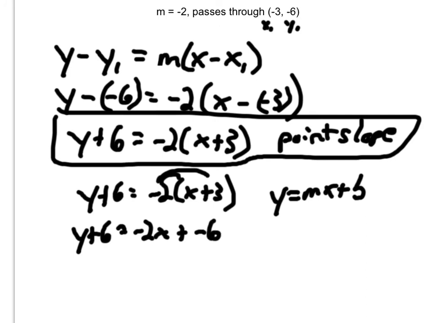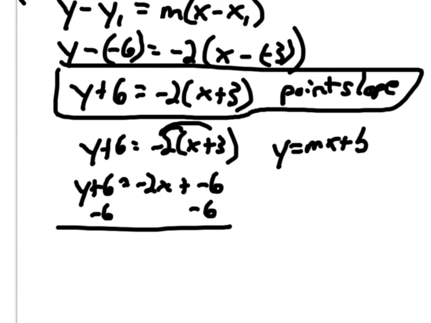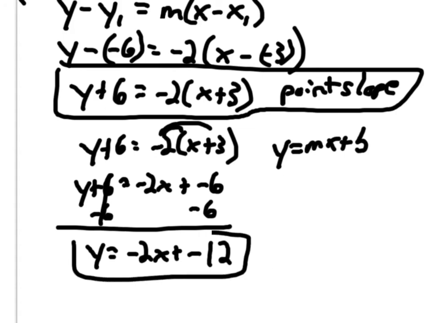Now get this in y equals mx plus b form. Well, I'm almost there already. I need to get y by itself. Well, I can get y by itself by just taking away 6 from each side. Okay? Well, 6 minus 6 cancels out, and I get y equals negative 2x and plus negative 6 and negative 6 combine to make negative 12. And voila! We have slope intercept form.